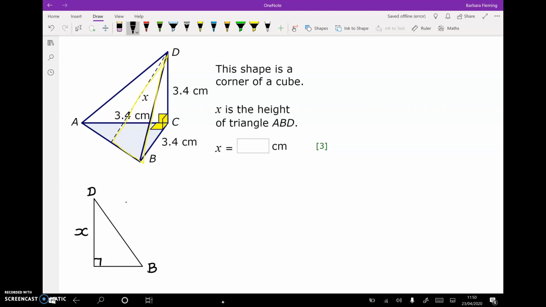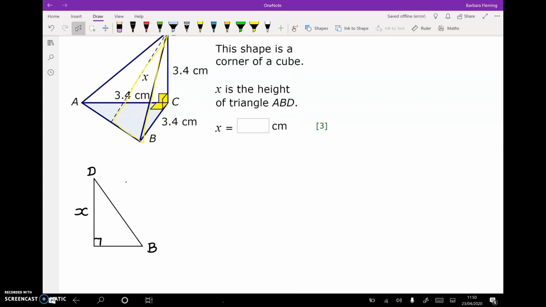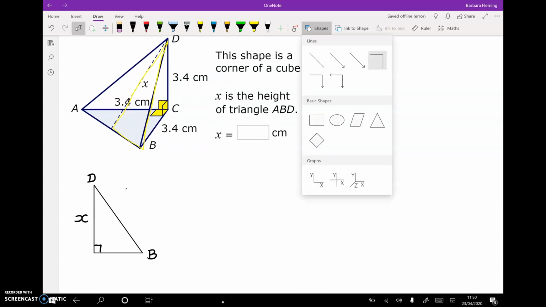Now, for this triangle here, I don't have the length of that line DB, so I'm going to have to find that. And I also don't have the length of that bottom line either, so I'm going to have to figure that out too. So one thing at a time. Let's find our DB.